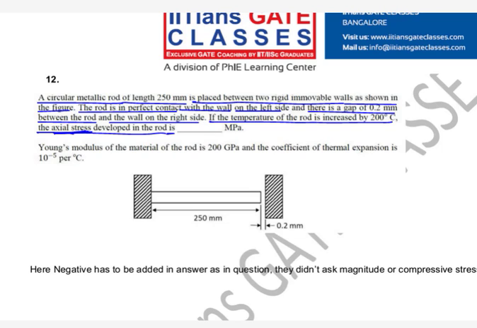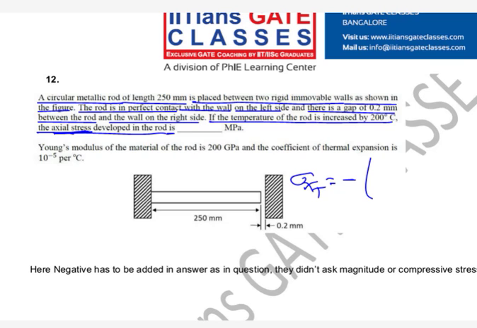You must write negative. Why negative? Axial stress can be positive or it can be negative. If they say what is your compressive stress, then you write a positive answer. Or if they say magnitude of your axial stress, then only you write a positive sign. Otherwise, we have derived in the last class what will be your sigma x thermal. It will be minus, right?